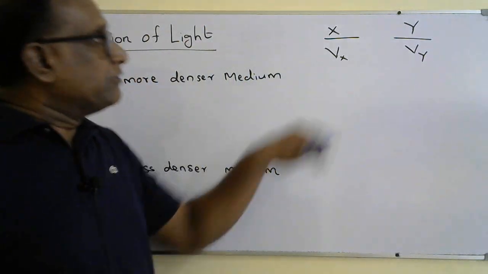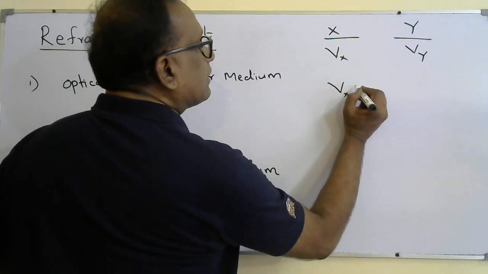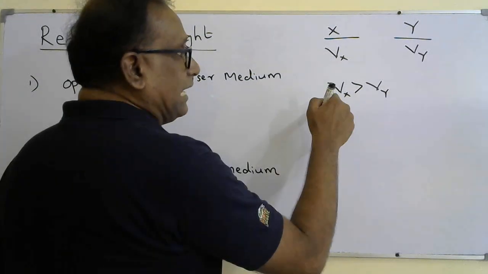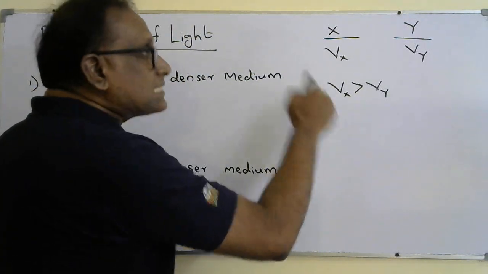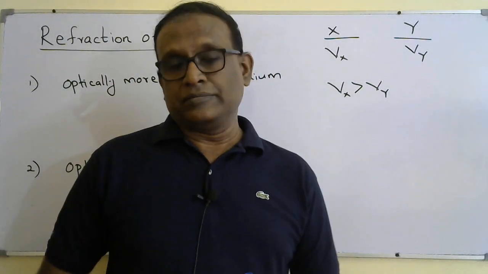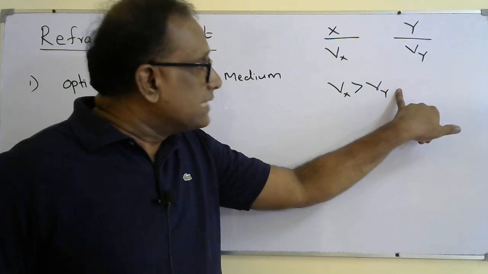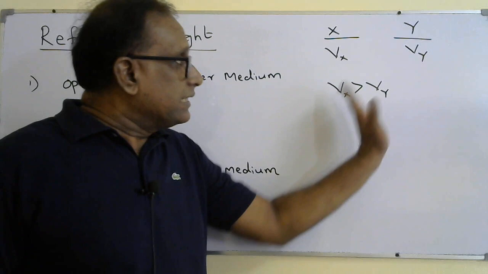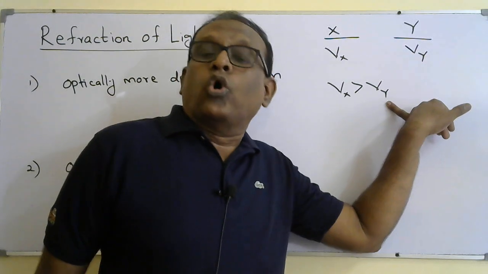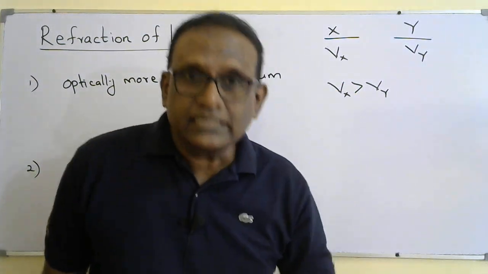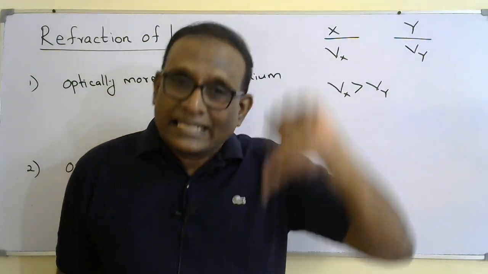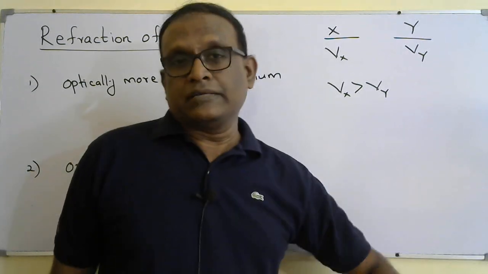So for example, if I say Vx is greater than Vy, the speed of light in X is greater than the speed of light in Y, it means X is optically less denser medium. Or I can say the speed of light in Y is less than the speed of light in X, which means Y is optically more denser medium. So if the speed is higher, we call that medium optically less denser medium. If the speed is less, we call it optically more denser medium.